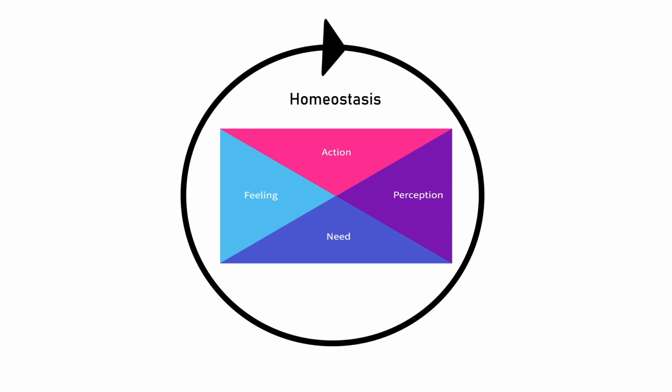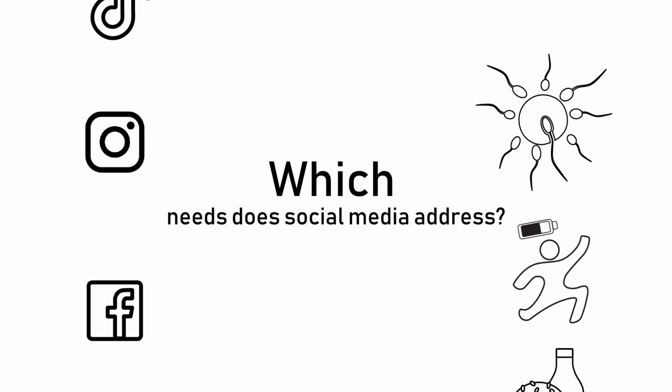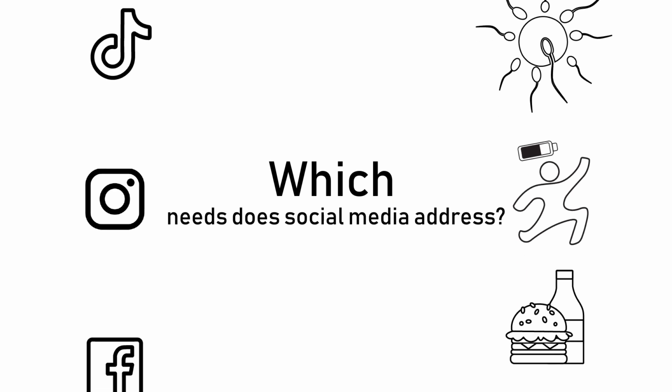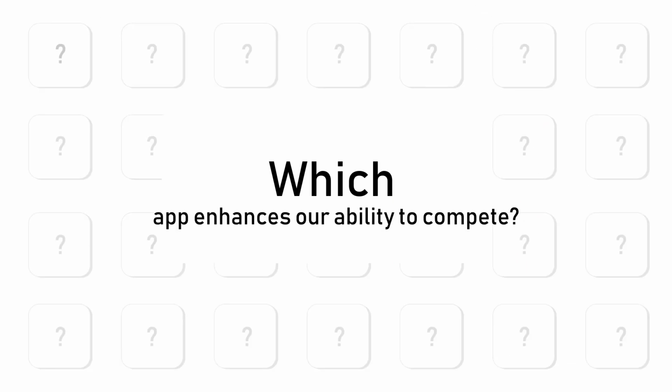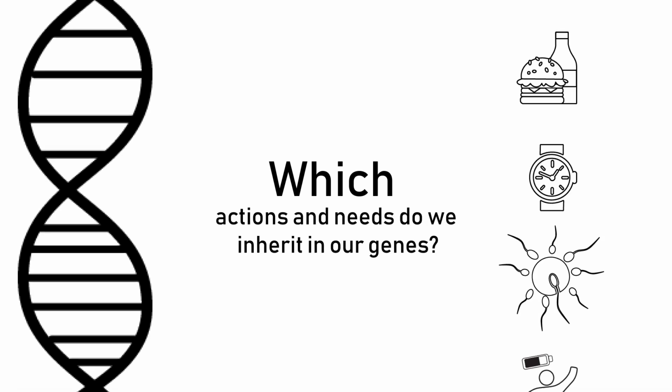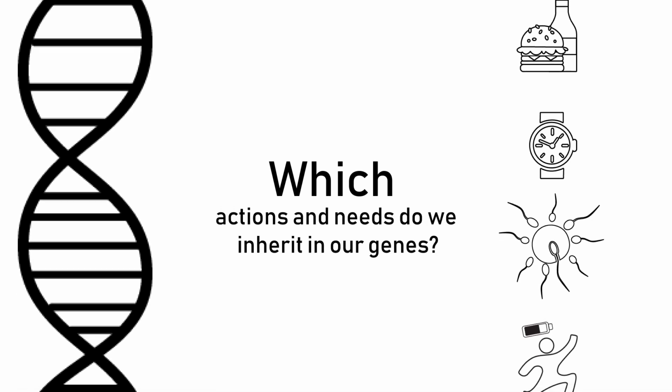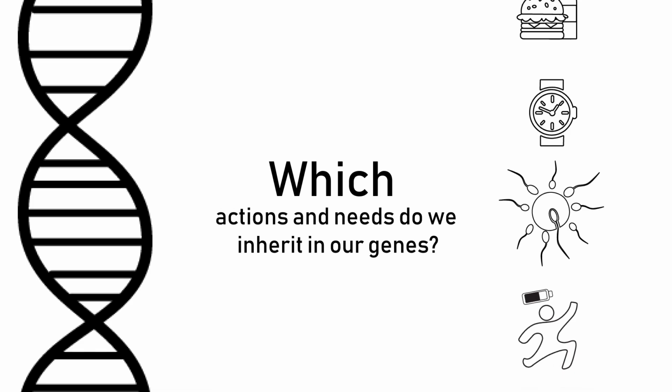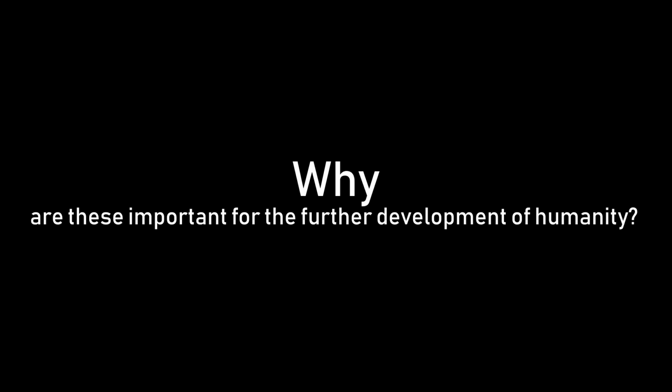Homeostasis and learning are very complex processes. Perhaps the following questions will help us to better understand this mechanism of evolution. Which needs does social media address? Which app enhances our ability to compete? Which actions and needs do we inherit in our genes? Why are these important for the further development of humanity?